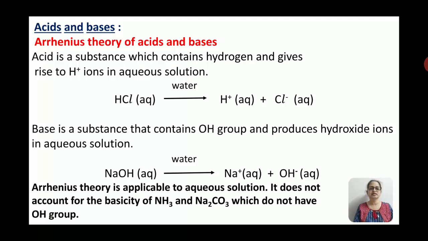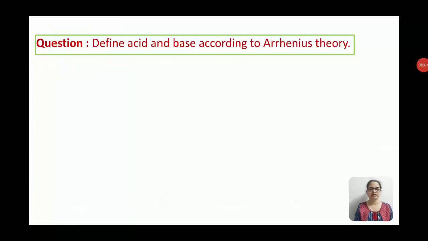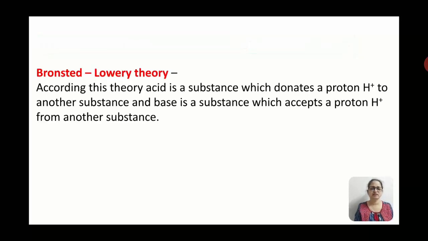The Arrhenius theory is applicable to aqueous solution. See here in both the definitions, in acid as well as in base, the word aqueous is very important. That means Arrhenius theory is applicable only to the aqueous solution, and it does not account for the basicity of NH3 and Na2CO3, which do not have OH group. On Arrhenius theory, you may get a very simple question like define acid and base according to Arrhenius theory. Or you may get a question like give the drawbacks or limitations of the Arrhenius theory.